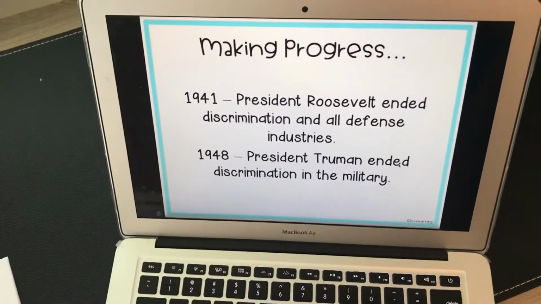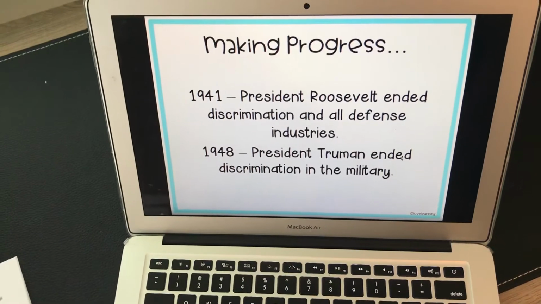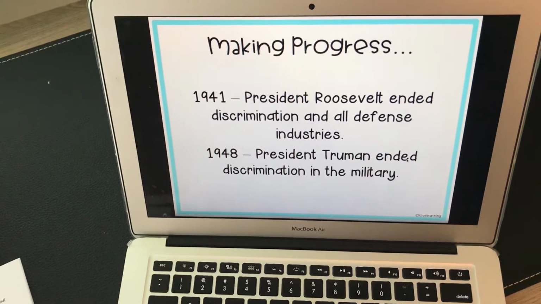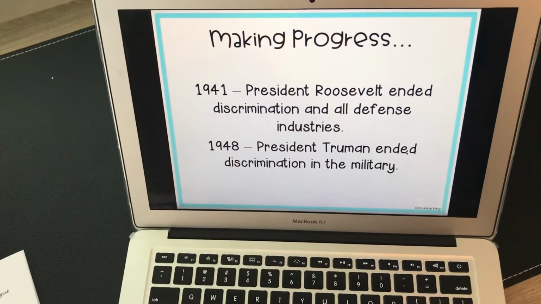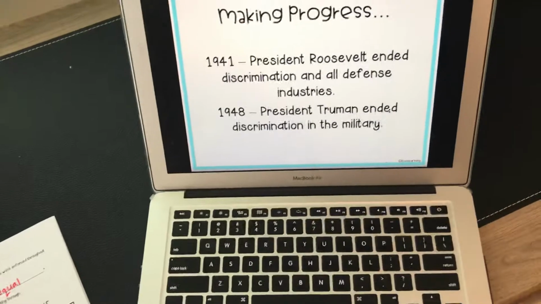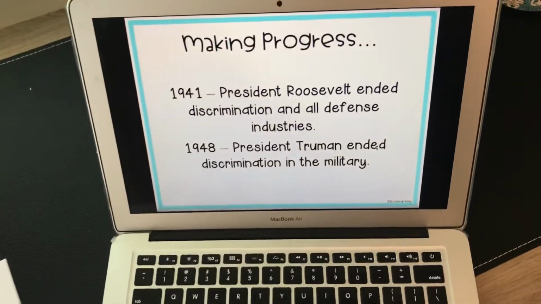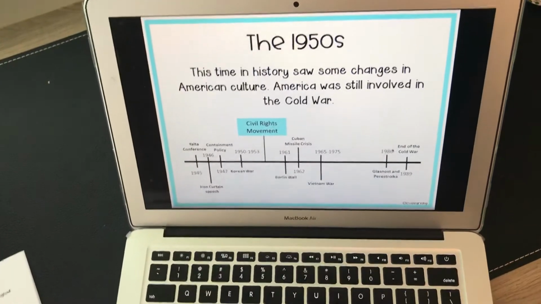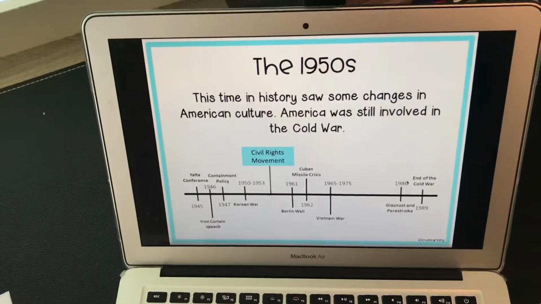Then they made some progress here. So in 1941, during World War II, Roosevelt ended discrimination in all defense industries. Later on, in 1948, President Truman ended discrimination in the military, meaning that African American people were not to be seen as less just because of the color of their skin. Okay, so we're adding here to the timeline.